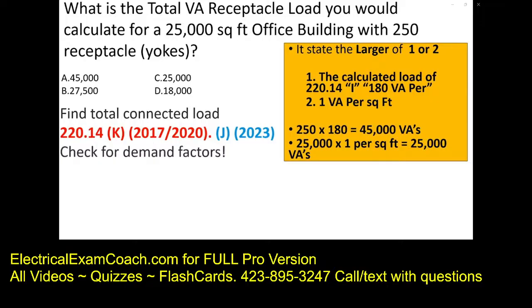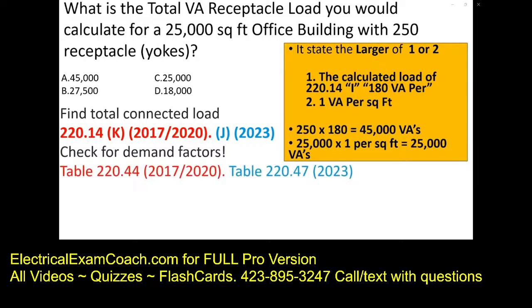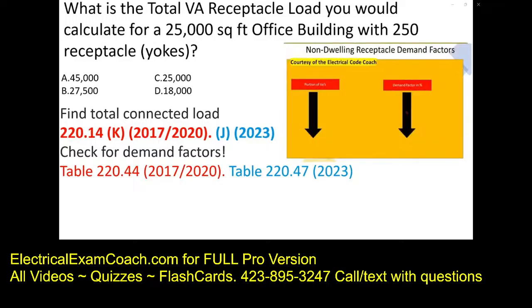So we check for demand factors. That leads us to table 220.44 if we're in the 2017 or 2020, and table 220.47 if we're in the 2023. Same information, different title. When we get there, we're going to see it's very similar to table 220.42 and 220.45, depending on what code cycle we're in. We're going to start on the left-hand side, and it's going to tell us our portion of VAs, and then on the right side, it's going to tell us our demand factor in percentage. And this table is for non-dwelling unit receptacles.